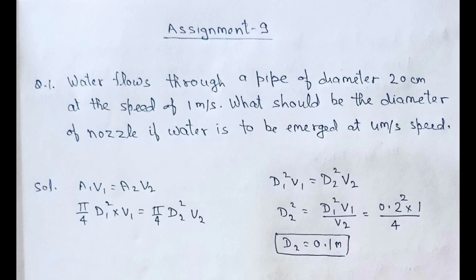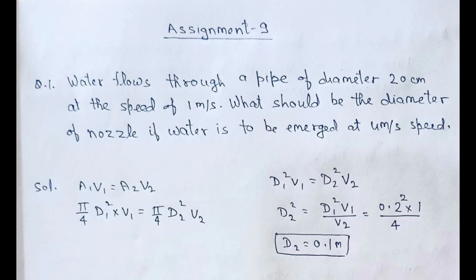So today we will discuss some problems related to continuity equation. As all of you know, continuity equation is based on the mass conservation principle, that is, mass can neither be created nor be destroyed, it remains constant. So continuity equation says that rho 1 A1 V1 equal to rho 2 A2 V2, and if the fluid is incompressible then density remains constant. So the equation becomes A1 V1 equal to A2 V2, where A1 and A2 are the areas and V1 and V2 are the velocities. So let's see question number 1.